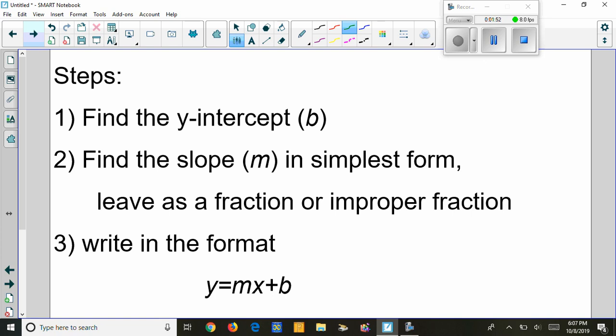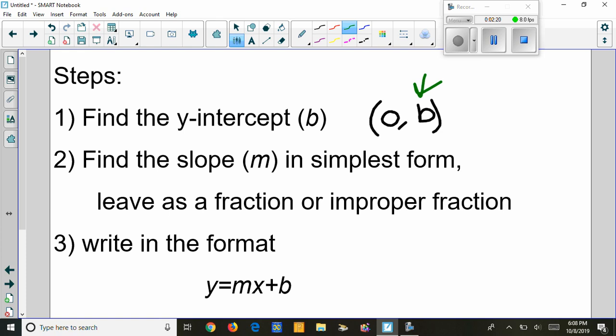First, when trying to figure out anything with the slope-intercept form, we need to figure out what our b is, or our y-intercept. That's going to look like a point on the graph that is at 0, comma, and then some number. Whatever number that is here is going to be my y-intercept.